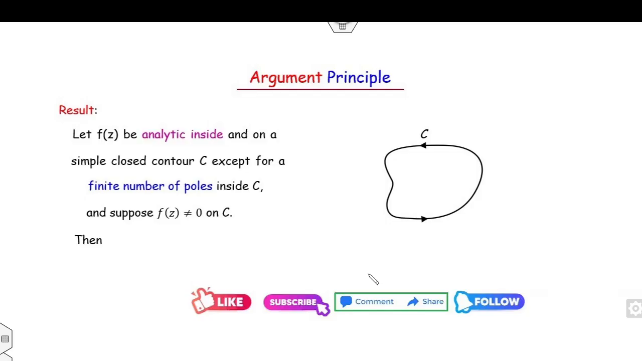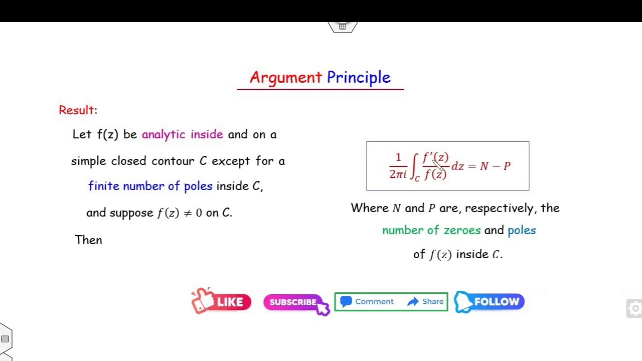If I quickly recall the concept of the argument principle: if f is an analytic function inside the simple contour C, then the value of the integration of f dash over f is N minus P, where N is the number of zeros and P is the number of poles. And again, the coefficient of f dash over f is 1.